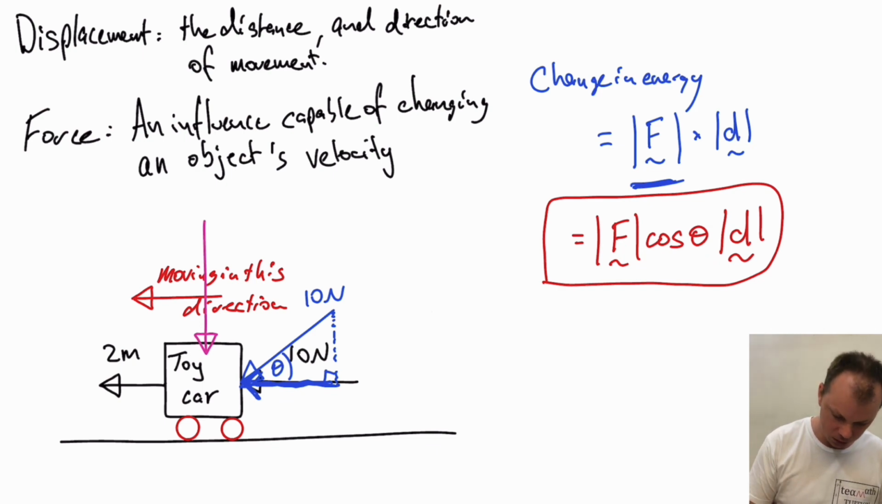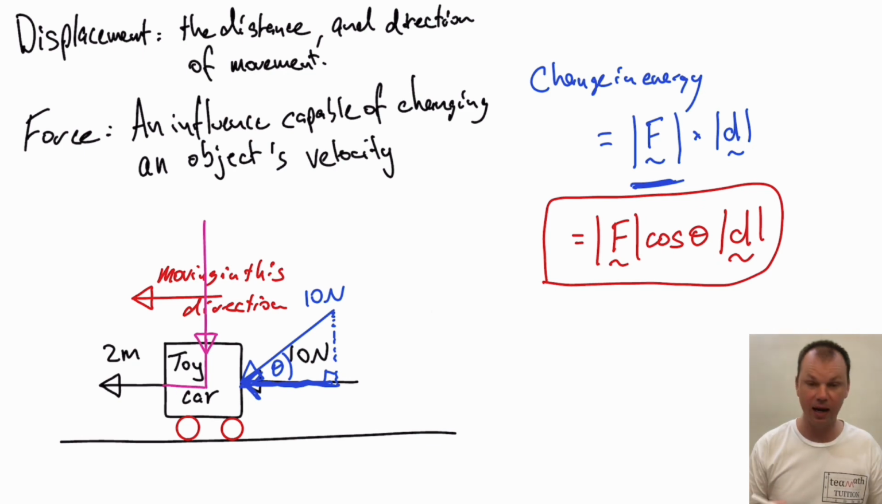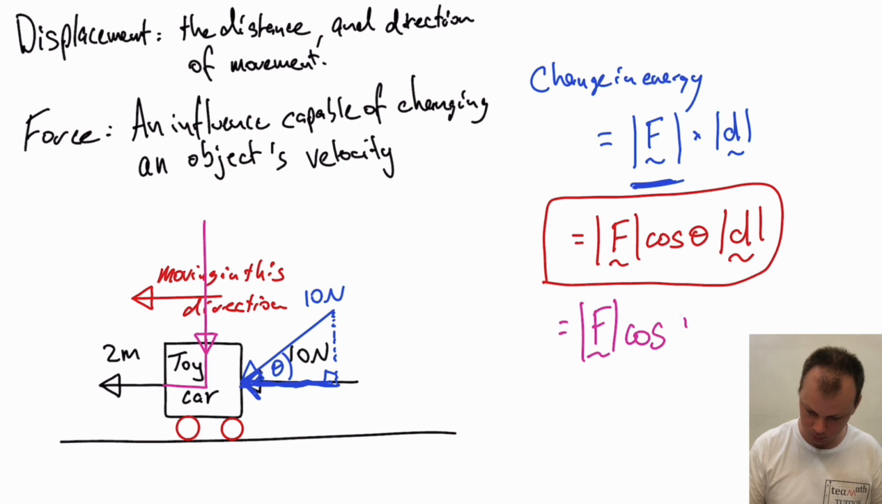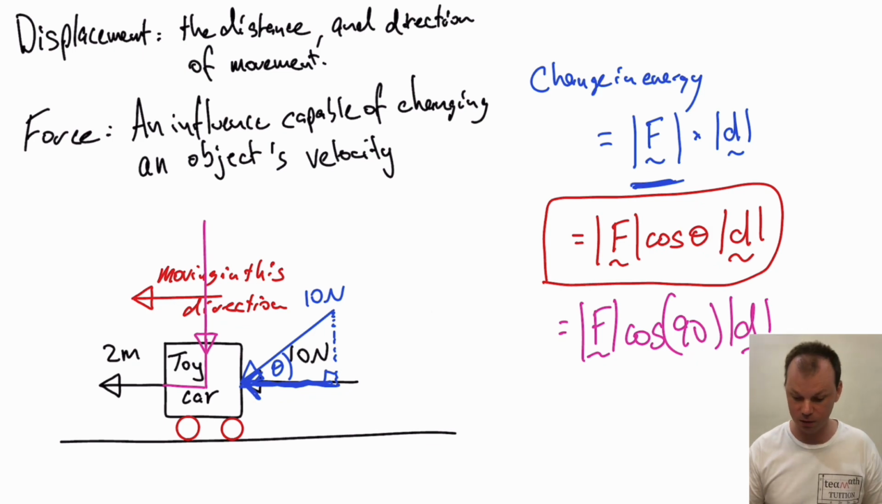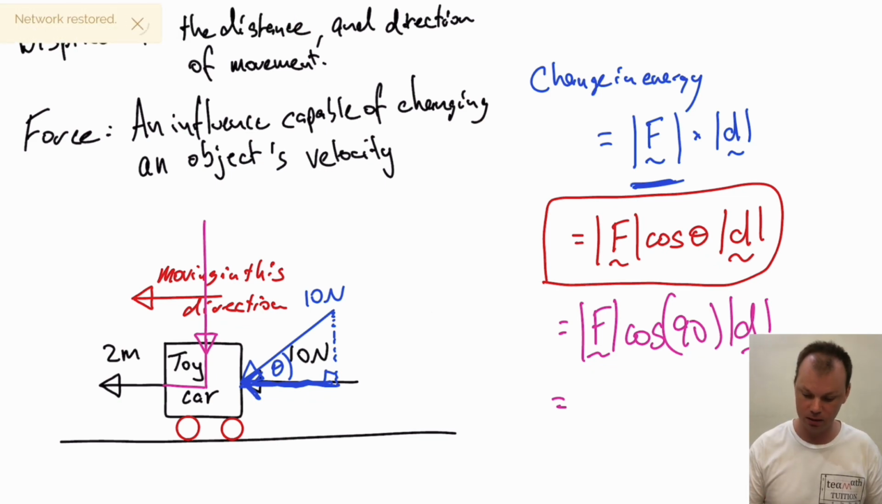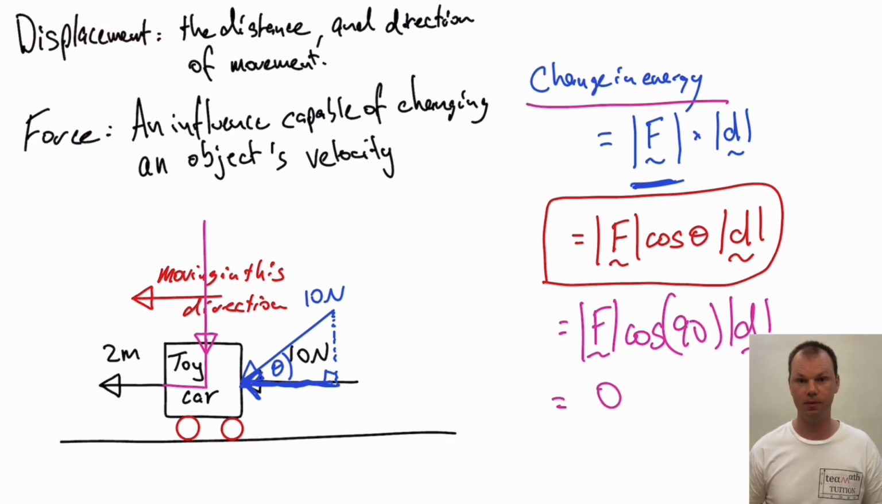If we look at the angle between these two vectors, the force vector and the displacement vector, it's 90 degrees. If I put that 90 degrees into my formula, cos 90 is 0, so we get 0 times the magnitude of the force times the magnitude of the displacement. 0 times that is just going to be 0, so we get no change in energy.